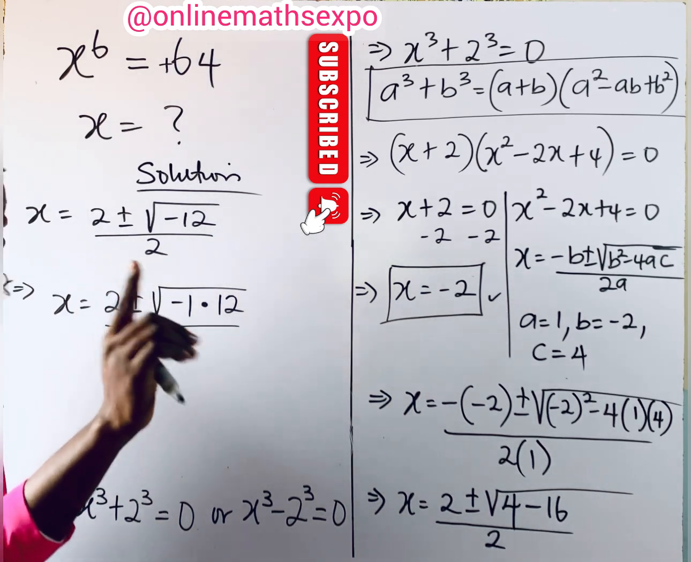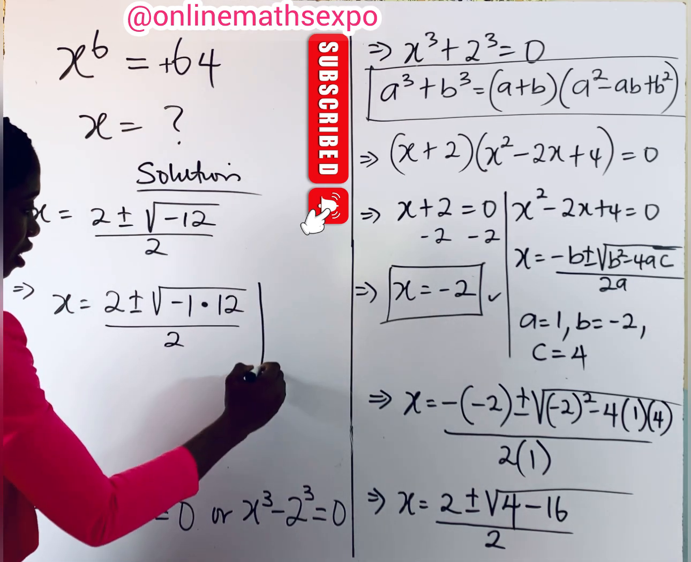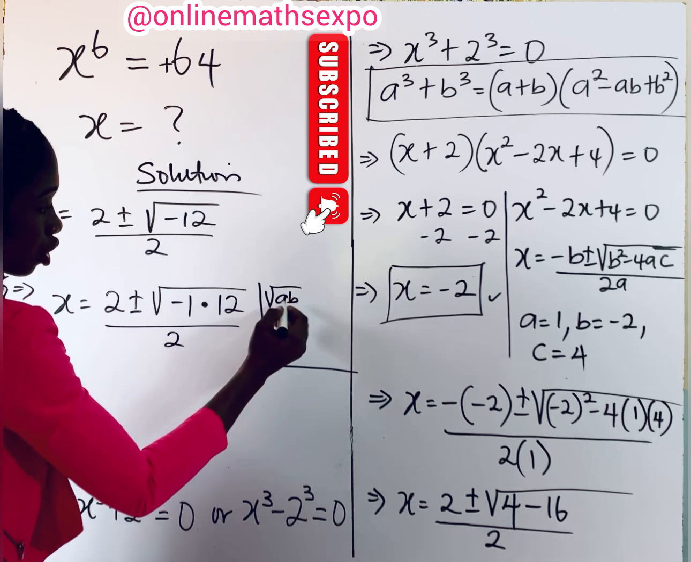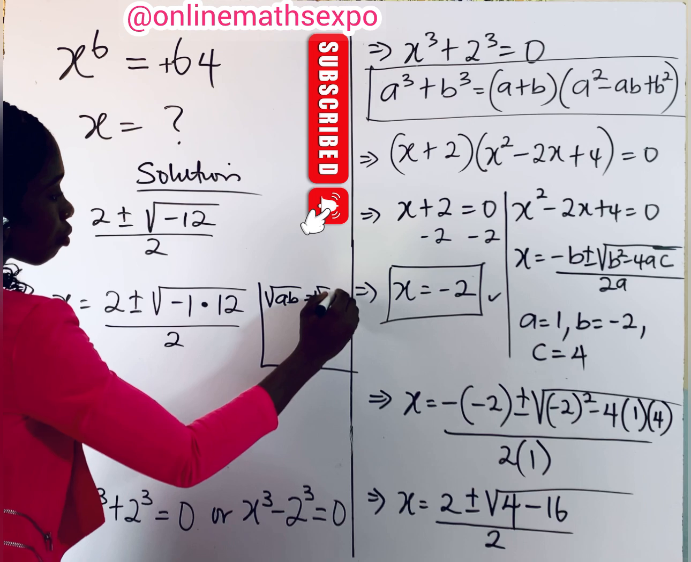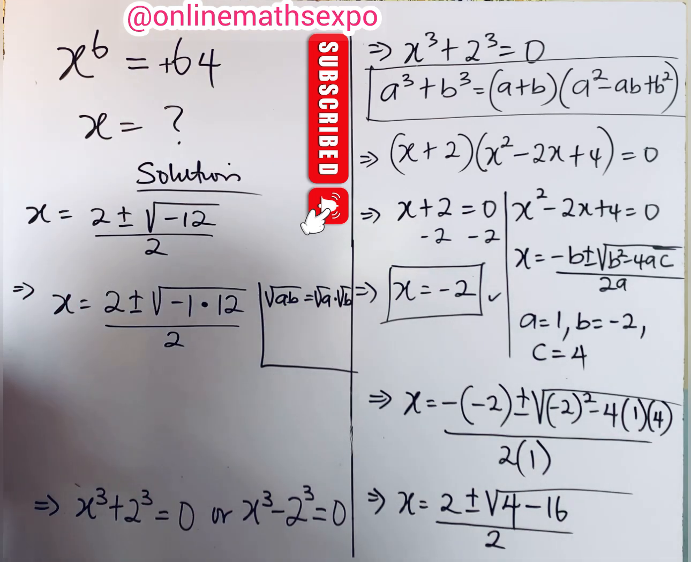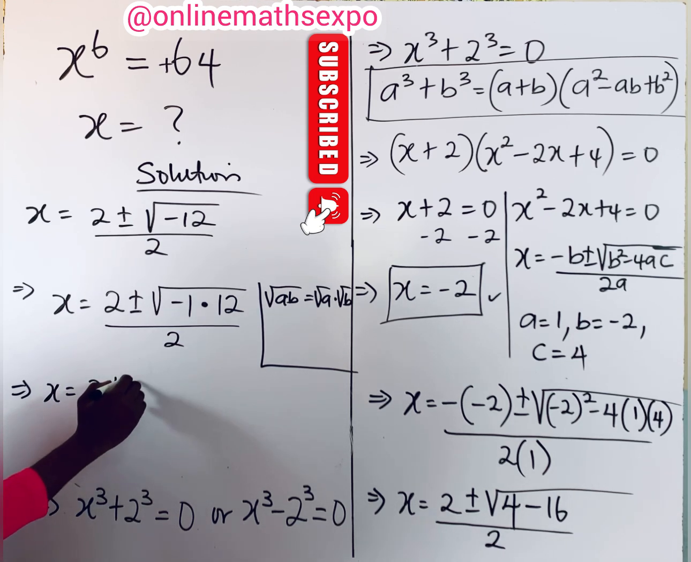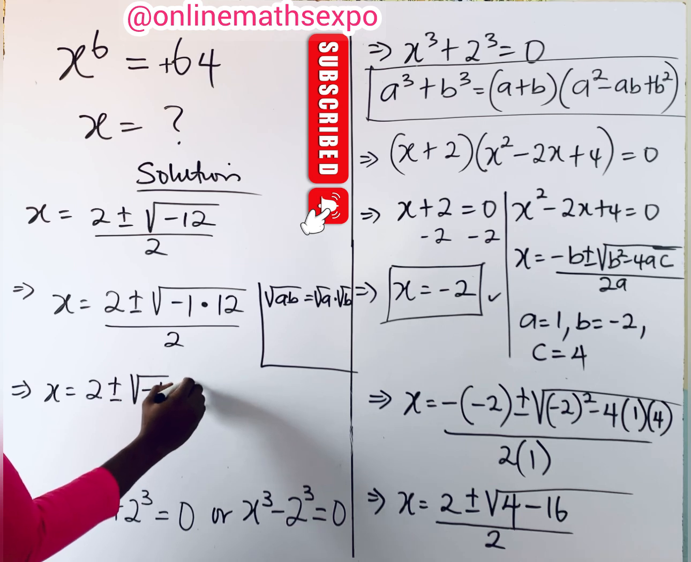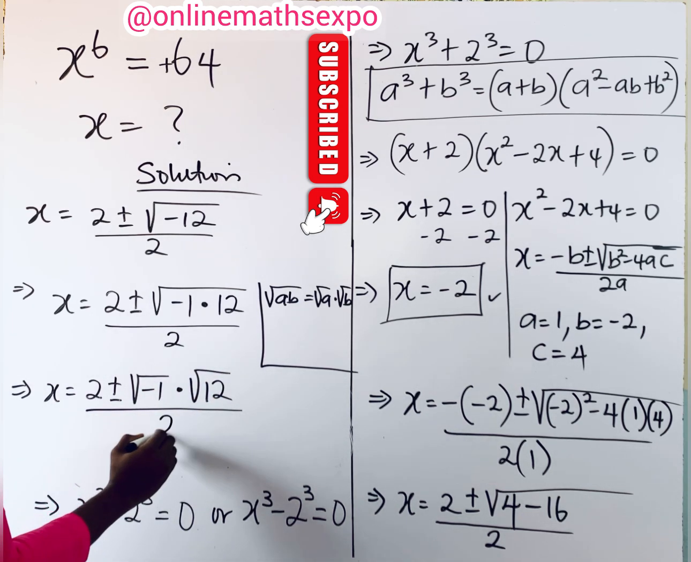Okay, now remember this rule of your radicals, which says that the square root of a times b is equal to square root of a multiplied by square root of b. Okay, so in this case, we are going to have x is equal to 2 plus or minus square root of -1 multiplied by square root of 12. Okay, then divided by 2.